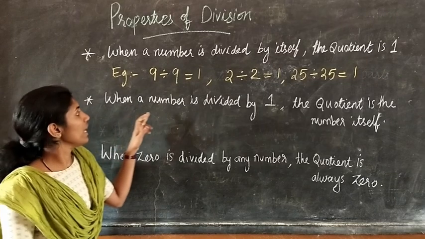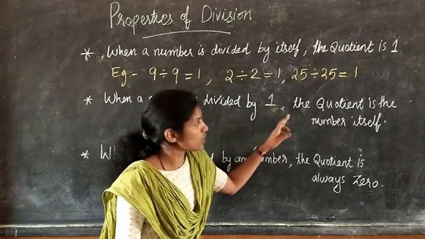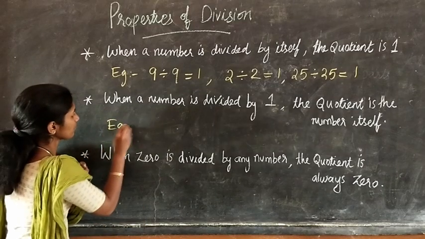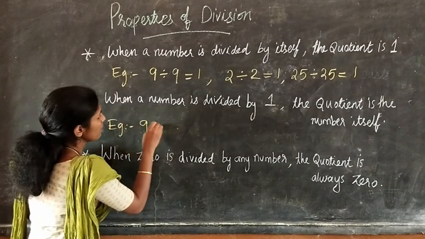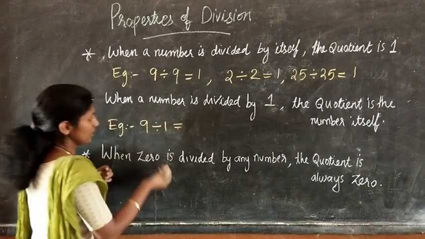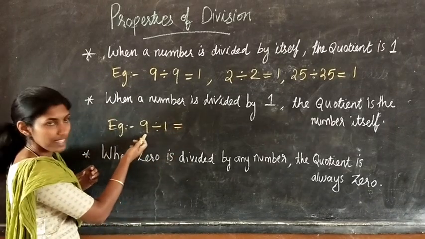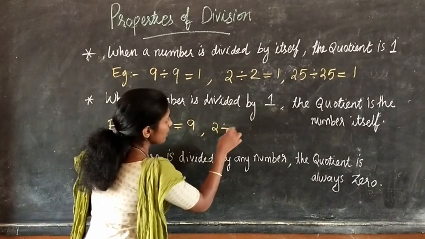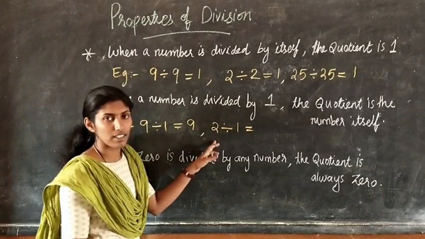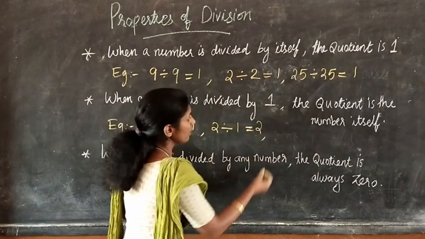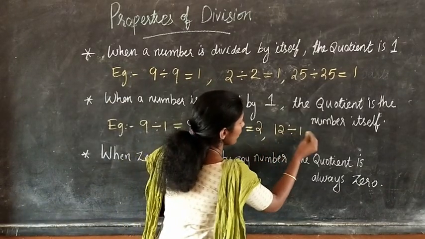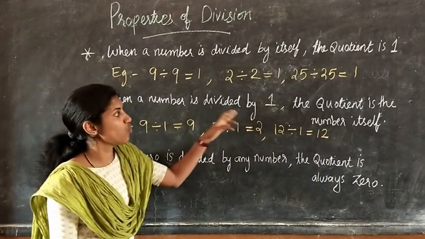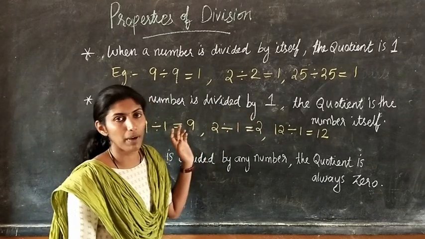Then second property, when a number is divided by 1, the quotient is the number itself. Once again, when a number is divided by 1, the quotient is the number itself. Examples, 9 divided by 1. What is the answer? The quotient will be the number itself, that is 9. Then 2 divided by 1. What will be the answer? Yes, 2. Then 12 divided by 1 is equal to 12. So, when a number is divided by 1, the quotient is always the number itself.